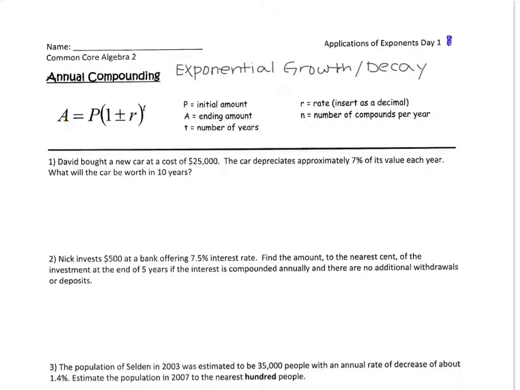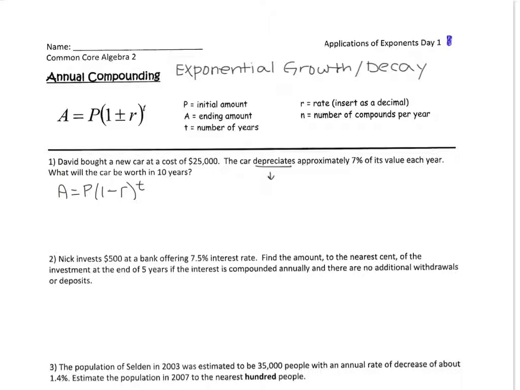So if we look here at the formula, A equals P, 1 plus or minus R to the T. We choose plus or minus depending on whether we are increasing or decreasing. Now the word depreciate means to lose value. So depreciate means to go down. Okay, so we're going to choose the minus sign. So let's write down the formula first. So we have A equals P, 1 minus R to the T power.